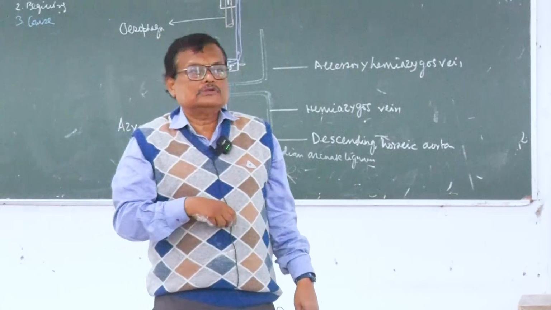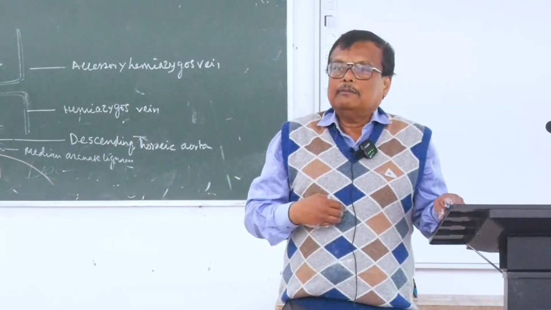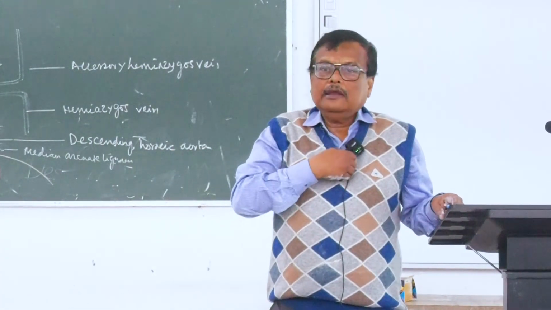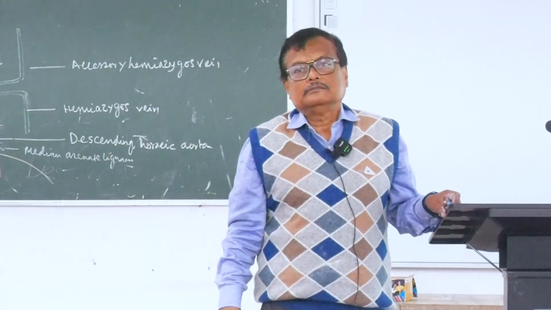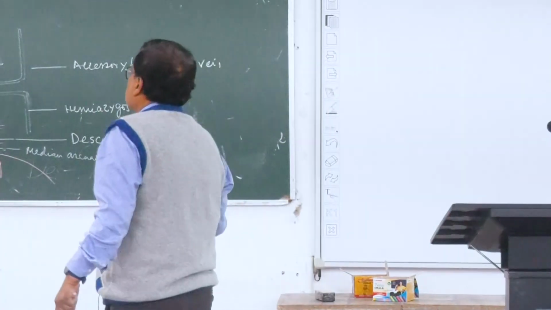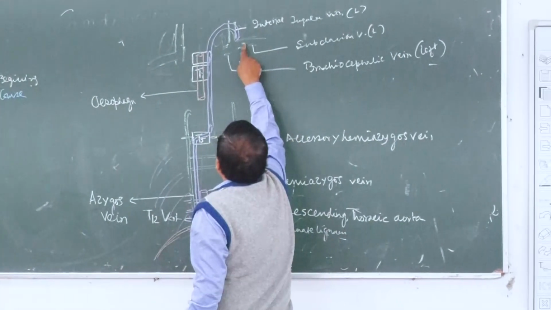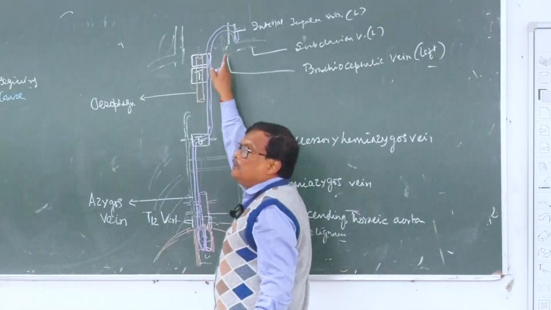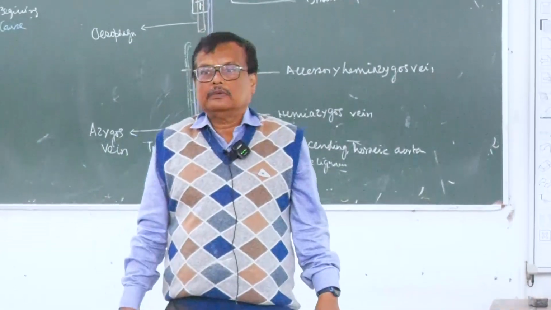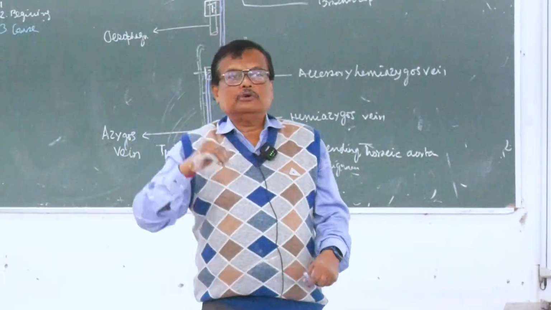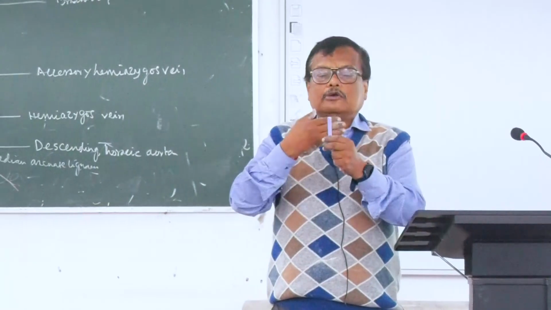So it starts at the lower border of the thorax, passes through the posterior mediastinum, then the superior mediastinum, then it enters the neck. Where does it drain? At the junction of the left subclavian vein and left internal jugular vein, which ultimately forms the left brachiocephalic vein.